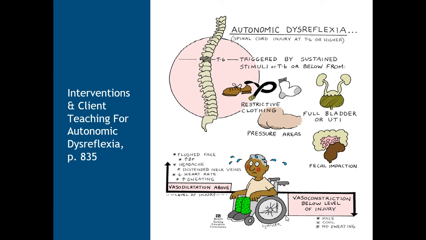This is something that we really want to teach our patients about. It most often occurs after the first year of injury. So after the first year of injury, but can occur at any time after spinal shock subsides. It's triggered by a sustained stimuli at T5, T6, or below. And we'll talk about what that stimuli could be.